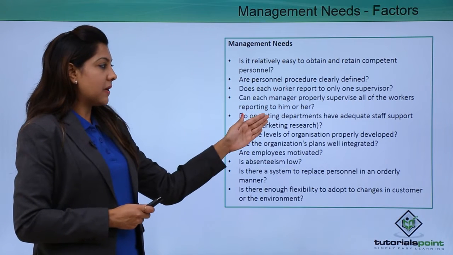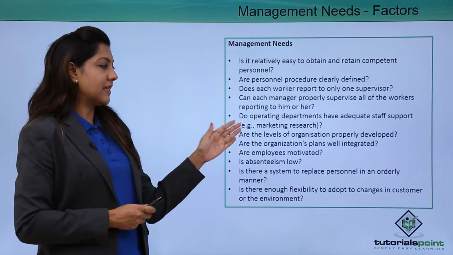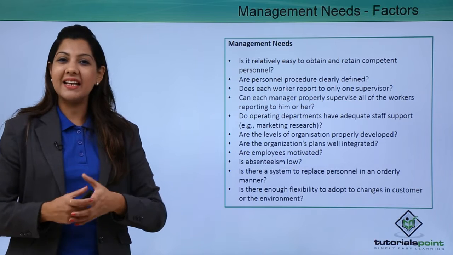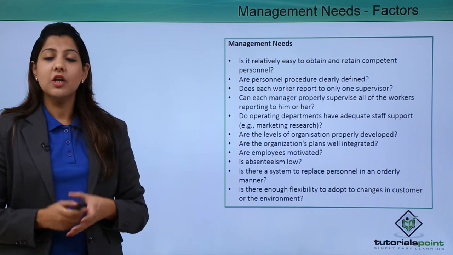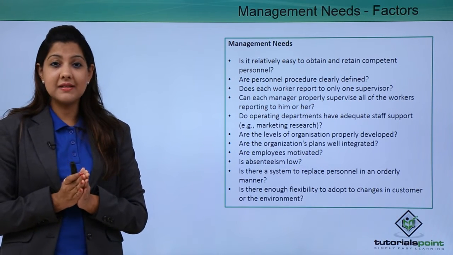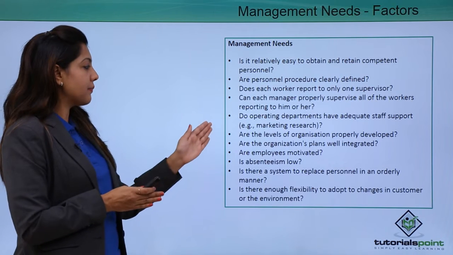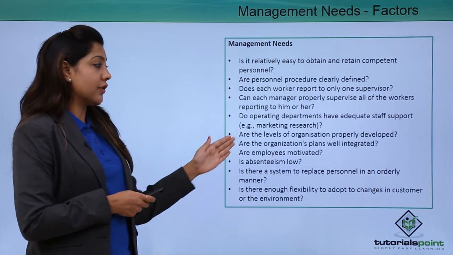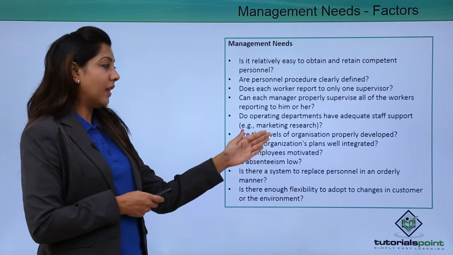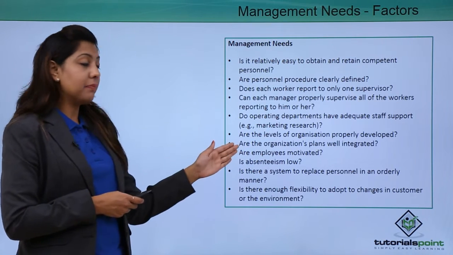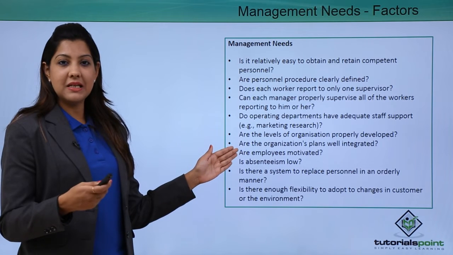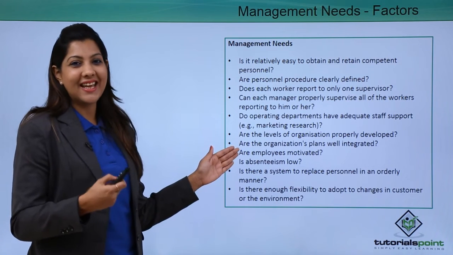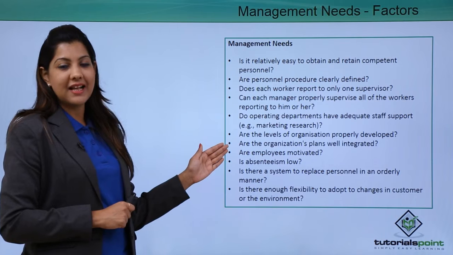Do the operating departments have adequate staff support? Example, marketing, research, analytical, merchandiser. So you need to ensure that everyone has the required set of staff members. Are the levels of organization properly developed? Are the organization's plans well integrated? Are employees motivated? Because ultimately your staff needs to be motivated and engaged to sell the products and services to the customers.